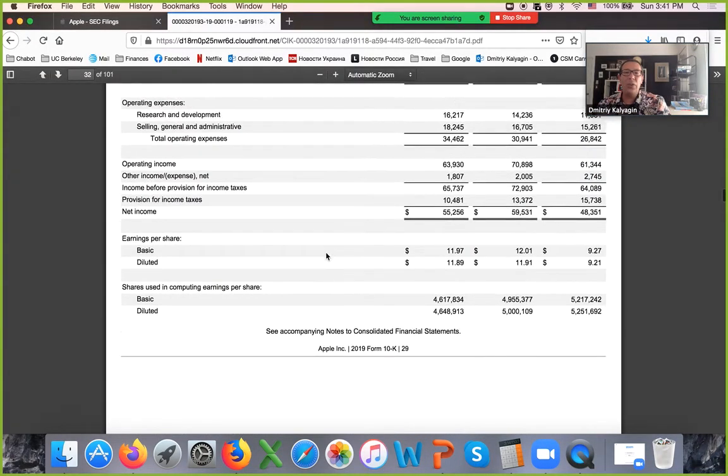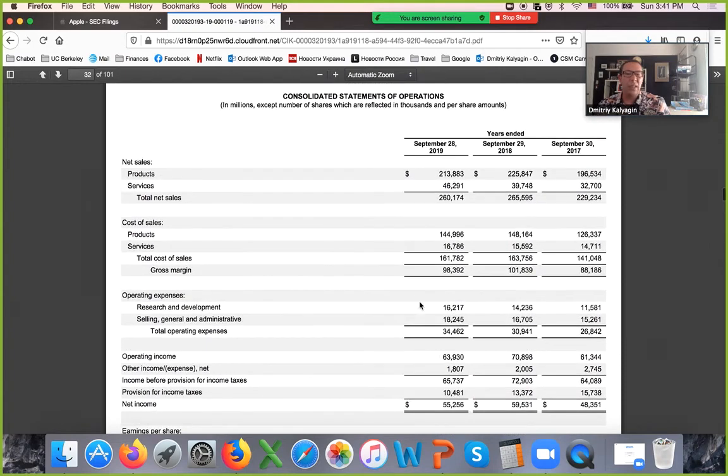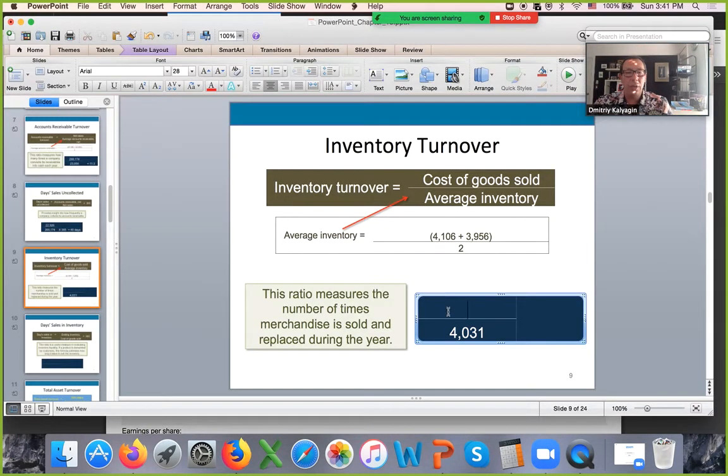Most of the companies call it cost of sales. Here it is. Total cost of sales is 161,782. It goes into my numerator, 161,782. And when we divide, I'm going to get inventory turnover, how many times merchandise is sold and replaced during the year. Again, I want a range, but in a general sense, the higher, the better.